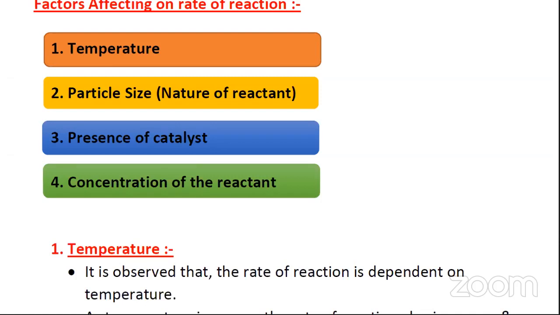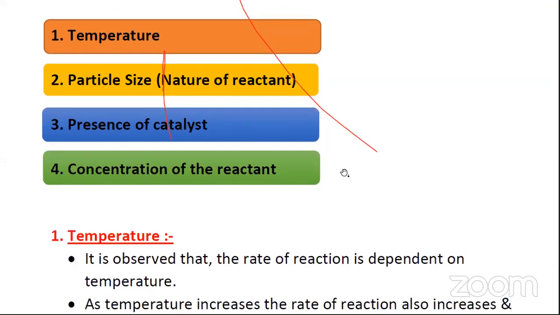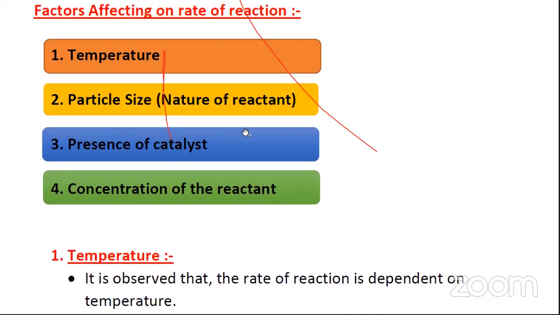Particle size: the smaller the particle, the faster the rate of reaction. Why? Because when you go on powdering the compound, making small particles of the compound, the surface area is increased, and due to this the reaction rate also increases. Now, presence of catalyst. What is the role of catalyst? Catalyst alters the rate of reaction. It decreases the energy of activation. This is the important point.